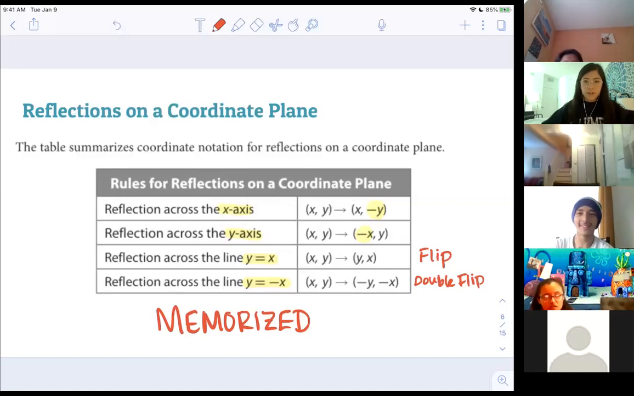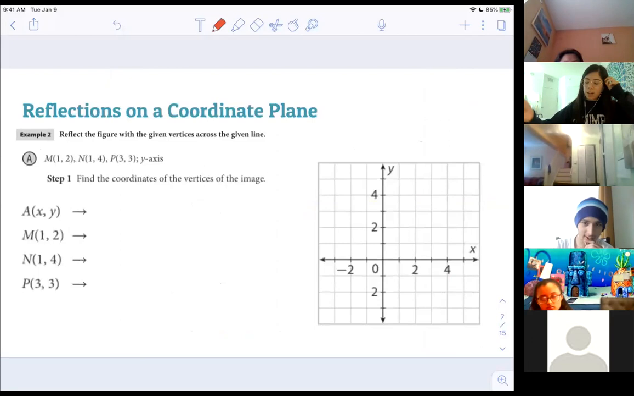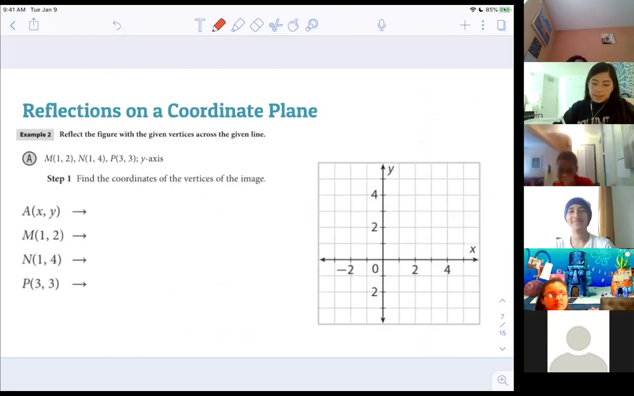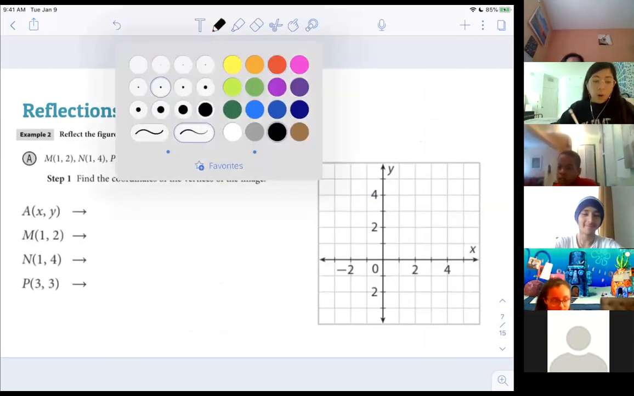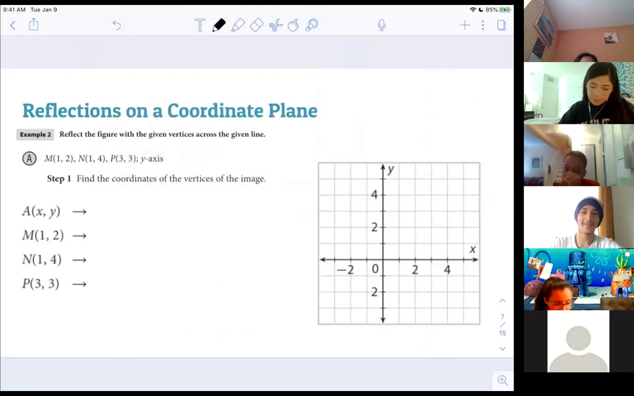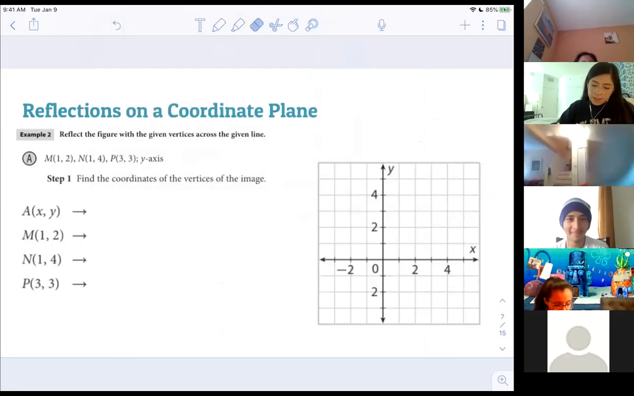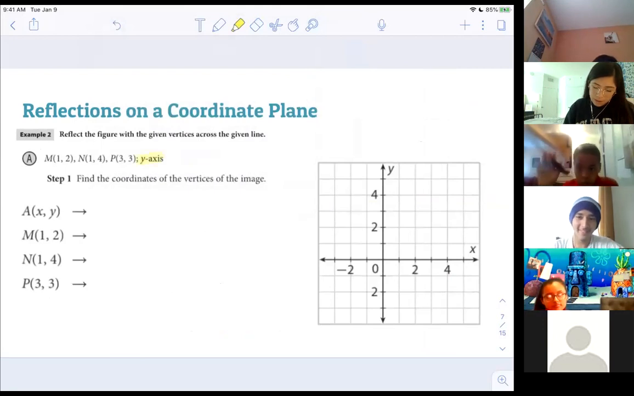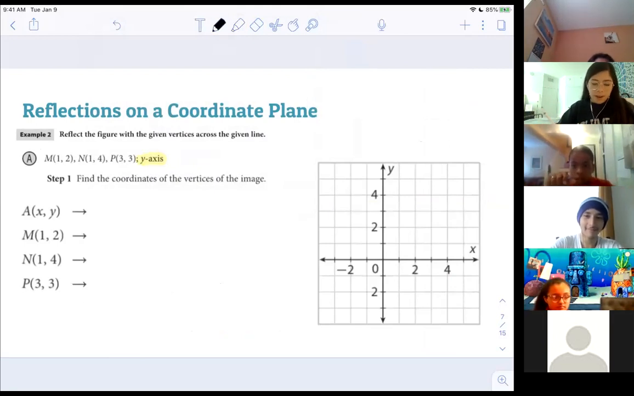So let's see what all of this means. We're going to do 4 problems. One is about each of these types of reflections. Like I said, you're going to do a lot of watching, but if you want to write something down, you can write down all the coordinate points. So in this example, we're going to reflect the figure across the y-axis, okay? So go in your notes, what is the rule for a reflection across the y-axis?